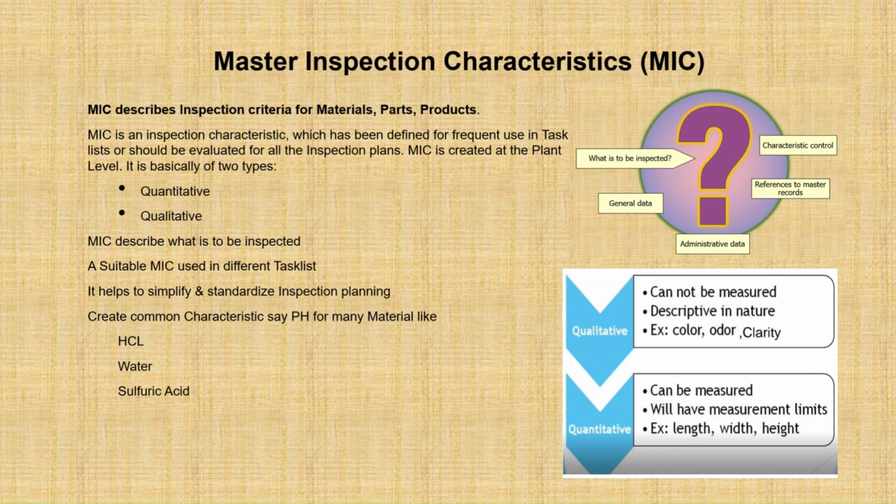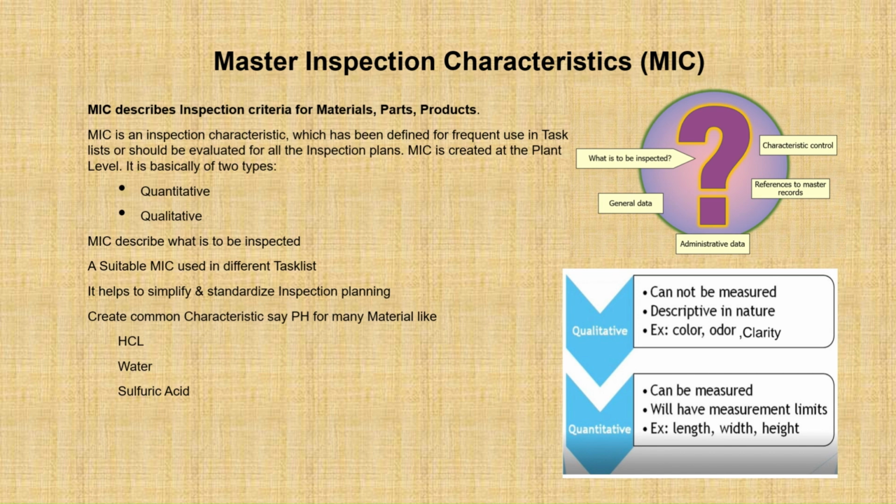If I can measure something, any MIC or property which is measurable will come under the quantitative MIC. It has some limits. So if I have a range, I have some specifications which I can test, then I will be creating a quantitative MIC. If it is not measurable, it is qualitative. So I am checking the quality.